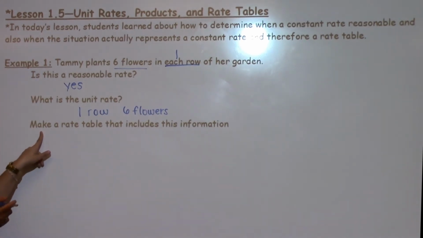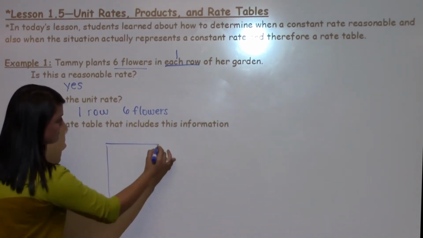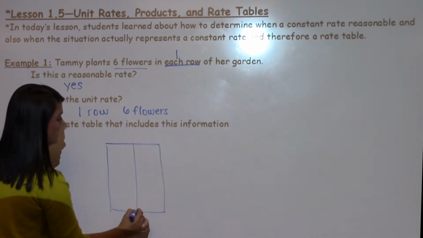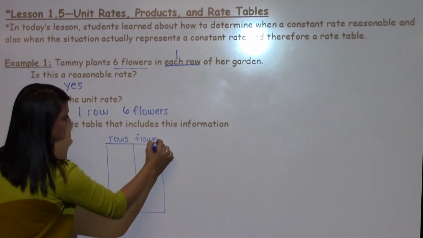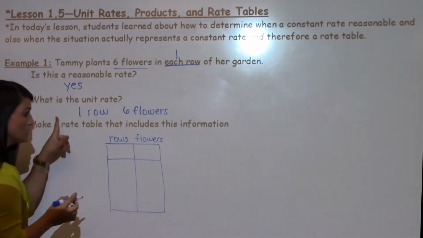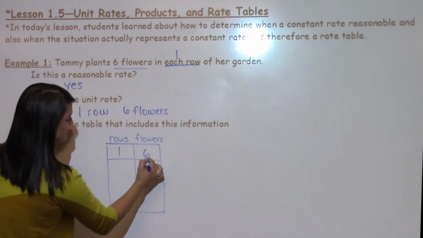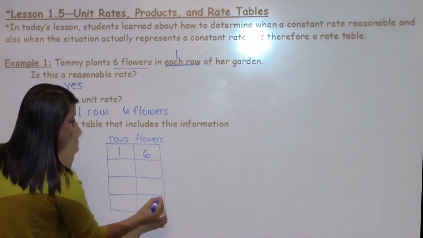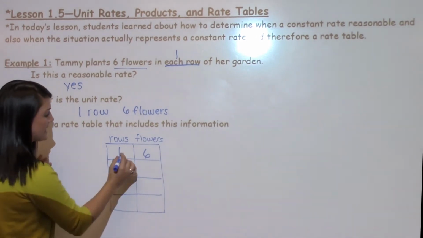If I want to make a rate table that includes this information, I could quickly sketch a table showing rows and flowers. It's always nice if you know your unit rate to go ahead and start with that. So 1 row gives me 6. Then I could continue down the table with however many rows that I wanted and connect that rate.